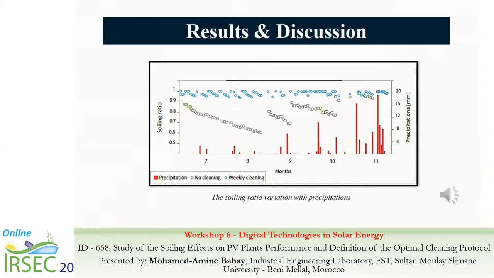Furthermore, to emphasize the role of the rain, a precipitation amount of 0.4 millimeters was recorded on 2 September, where the soiling ratio has significantly increased to reach the value 0.9, which means a gain of 70% in electrical output. From this investigation, we can conclude that the two-weekly cleaned panel showed satisfying results in terms of electrical output during all this period in comparison with the non-cleaned one, where the short-circuit current widely diminished.